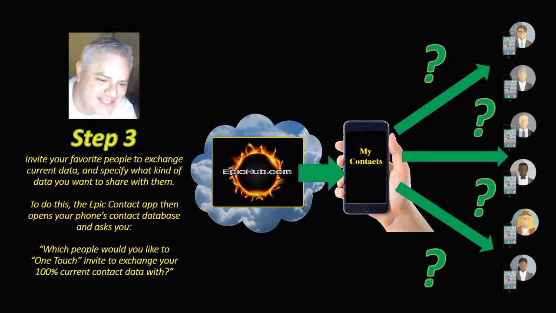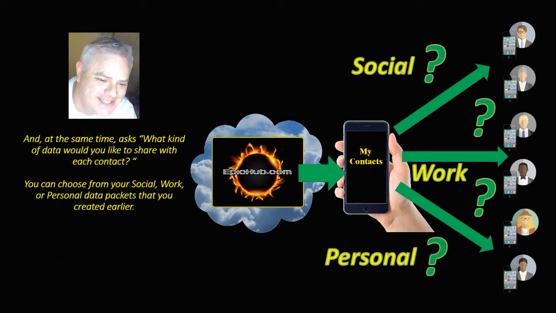Step 3. Invite your favorite people to exchange current data and specify what kind of data you want to share with them. To do this, the Epic Contact app opens your phone's contact database and asks you, which people would you like to one-touch invite to exchange your 100% current contact data with? And at the same time asks, what kind of data would you like to share with each contact? You can choose from your social, work, or personal data packets that you created earlier.